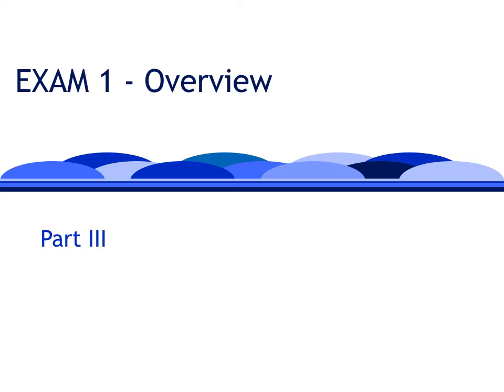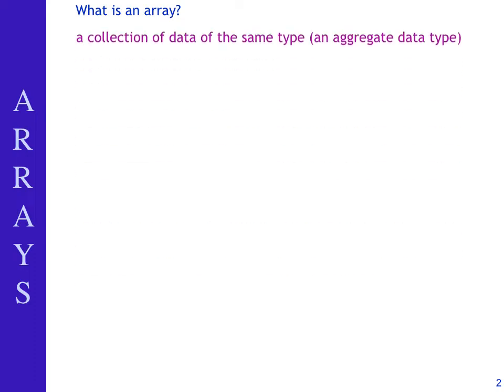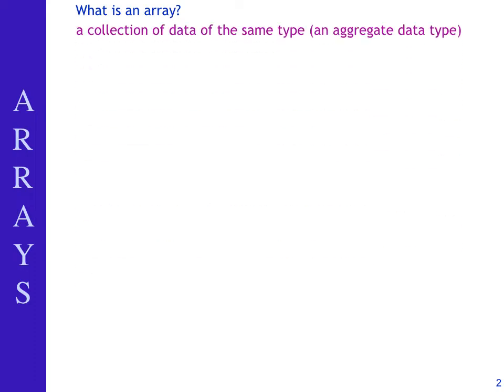Let's continue our review for exam 1. That's part 3. It's looking at arrays. So what is an array? As we discussed before, it is a collection of data of the same data type. We call that an aggregate data type. Remember, they have to be all the same data type. You can't have different data types as part of the array.